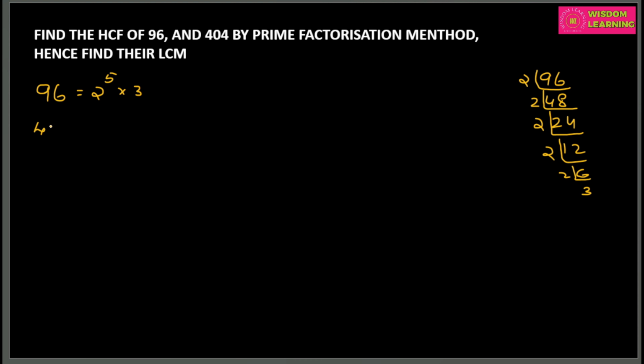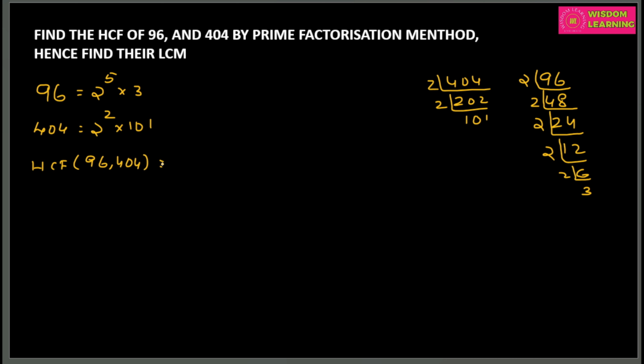Then 404. We can divide 404 by 2 because it is an even number. 202, again 2, 101. What is the specialty of 101? 101 is a prime number. So we can write 404 is equal to 2 square into 101. Then what is HCF? HCF of 96 and 404 is the lowest power. The common number is 2. The lowest power is 2 square, which is equal to 4.